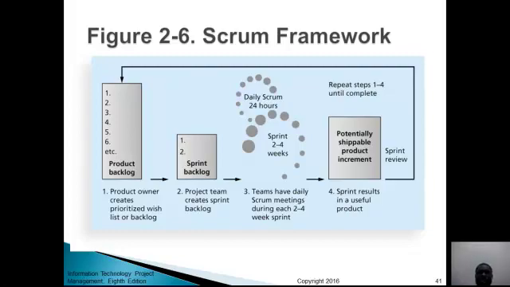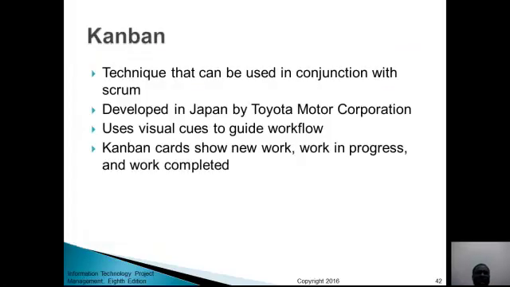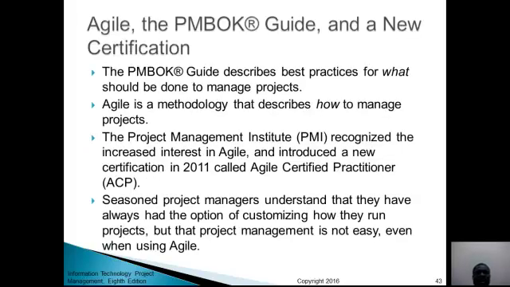After that, you review and restart. That's the Scrum framework. Then we have the Kanban technique that can be used in conjunction with Scrum. Toyota actually developed this model, and it uses visual cues to guide workflow. Kanban cards show new work, work in progress, and work completed. It's just like the Gantt chart and the rest of those software development tools. We also have the Agile PM board guide and a new certification. There's a certification guide that describes best practices for what should be done to manage projects. I think you can read about this.